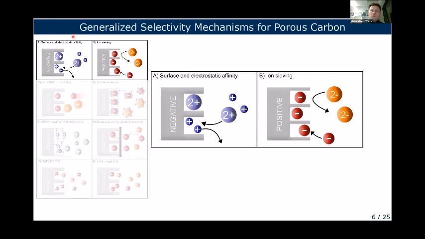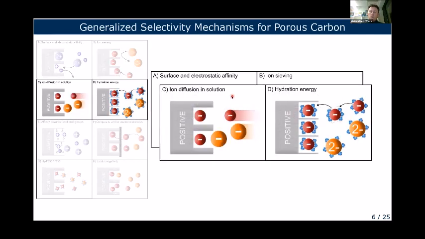Also from that manuscript, an overview of generalized selectivity mechanisms for porous carbon. Porous carbon is the material that is often used to make these porous electrodes. There are 8 panels. A and B focus on the surface and the electrostatic affinity. So basically, if you have a negative electrode, you would attract cations. Ion sieving is then a kind of size-based exclusion. So smaller ones that can fit will fit, and bigger ones that do not fit into the porous electrodes are not electroadsorbed, maybe at the interface, but not into the bulk.